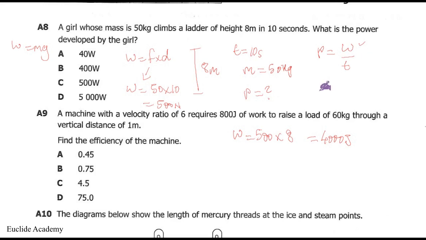So power is equal to her work, which was 4,000, divided by the time it took for her to carry out this work, which is 10 seconds. So we divide 4,000 by 10, you just cancel the 0, and that will give you 400. And power is measured in watts, so it's 400 watts. So we come here, the answer should be B, 400 watts.